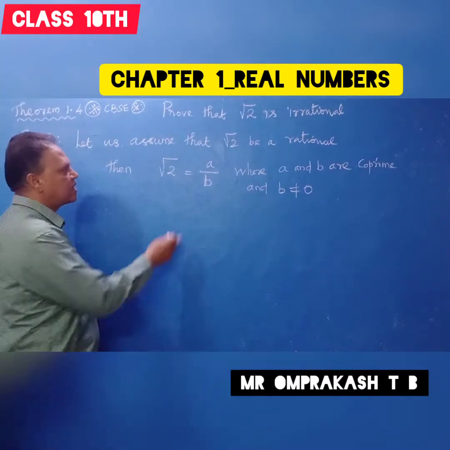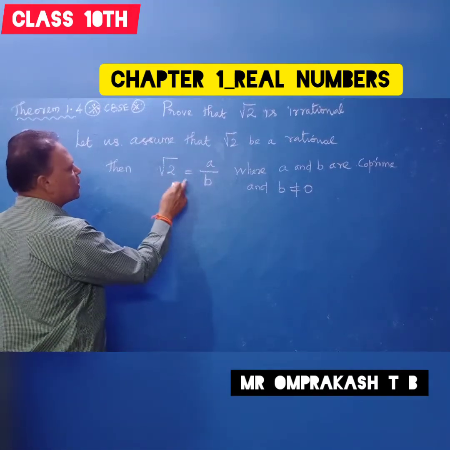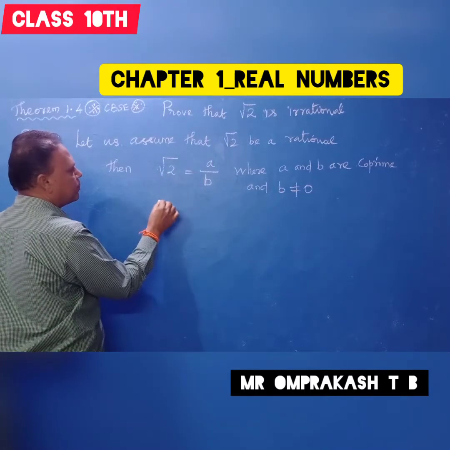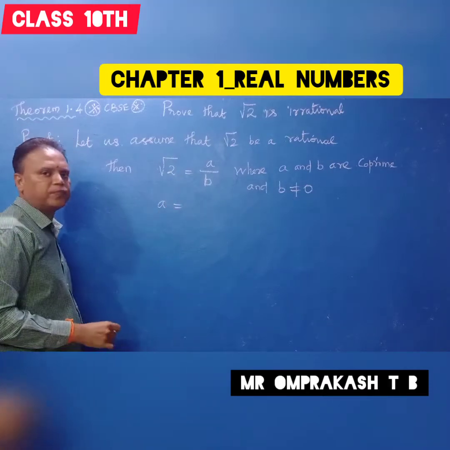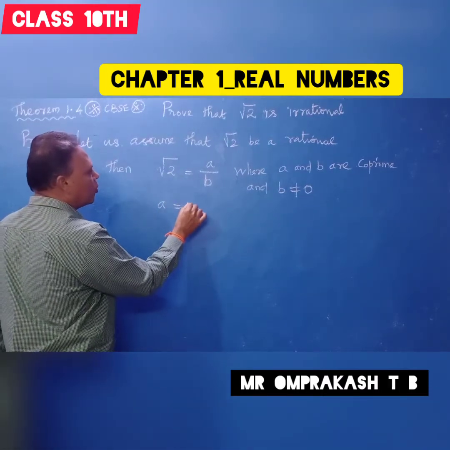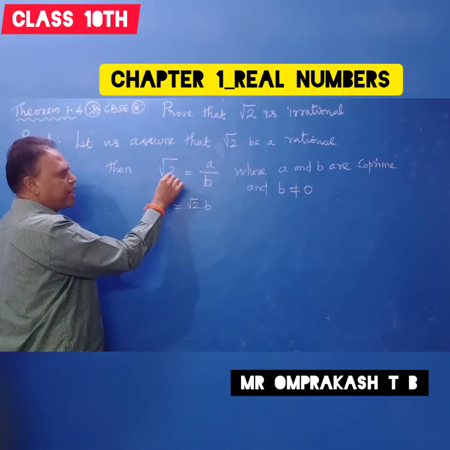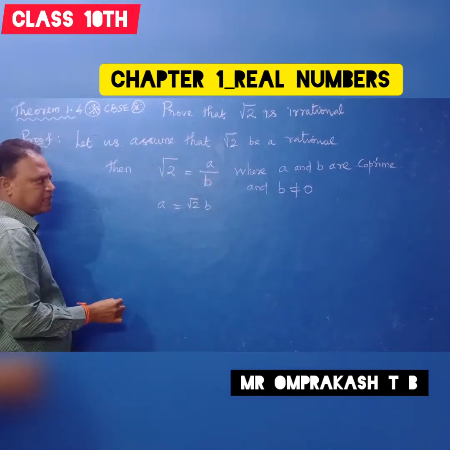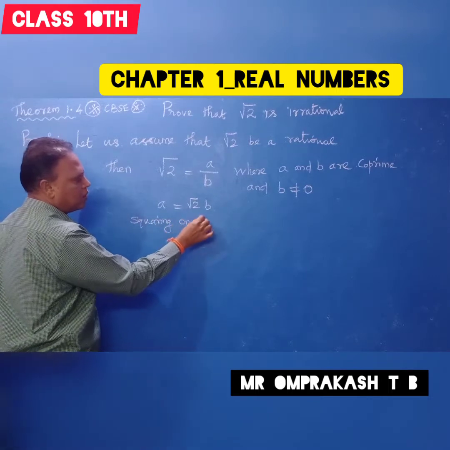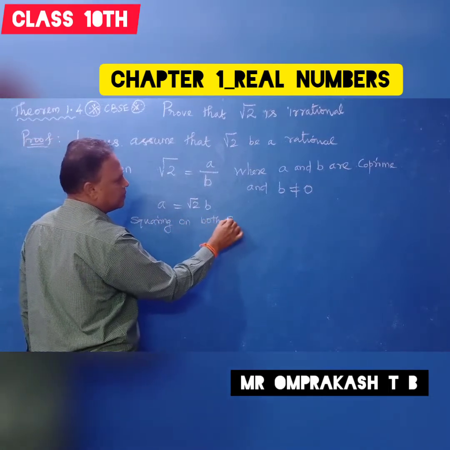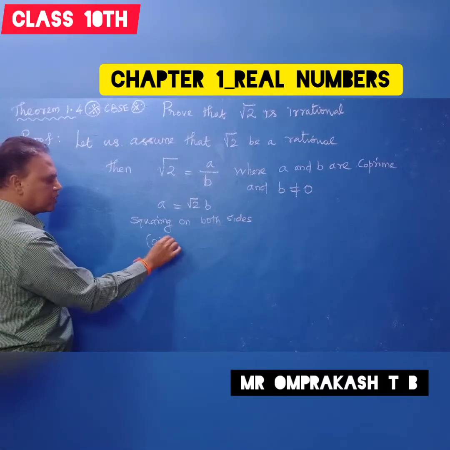Now what you have to do is cross multiply. Cross multiplying, A over 1 means there is no denominator, so A equals root 2 B. Understand? Next is squaring on both sides. So what will happen? I am squaring both sides.